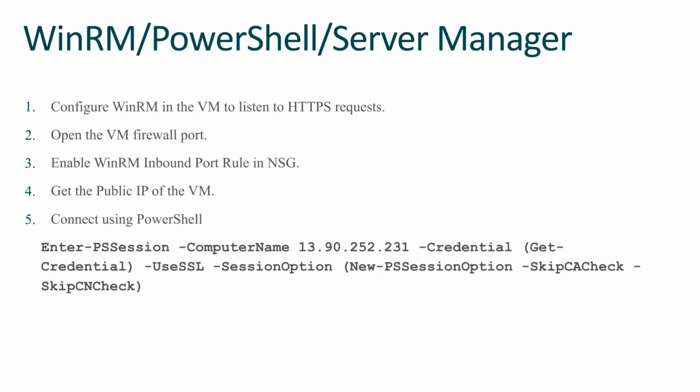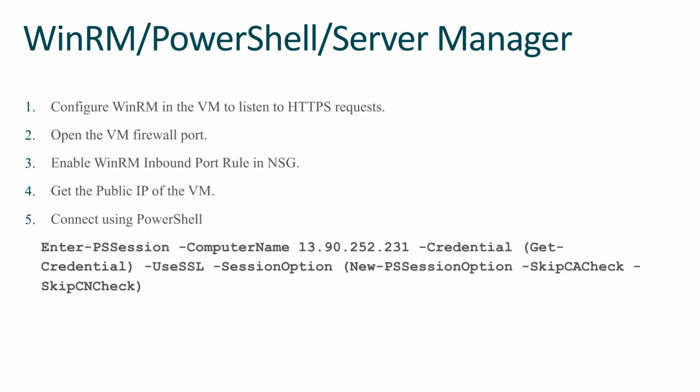Enable the network security group rule, we just did. Get the public IP, and then run a command like this in PowerShell. Enter-PSSession -ComputerName, I'm using the IP. I could use the DNS name. Credential, I'm simply asking this command, hey, prompt me for the credential. That's why you see the Get-Credential. UseSSL, and then I'm specifying two session options, which are SkipCACheck and SkipCNCheck.